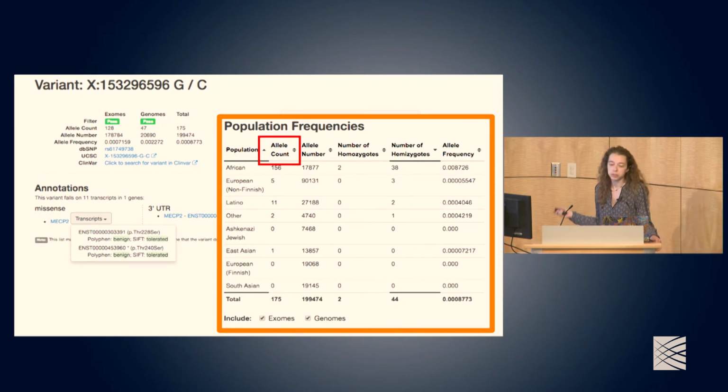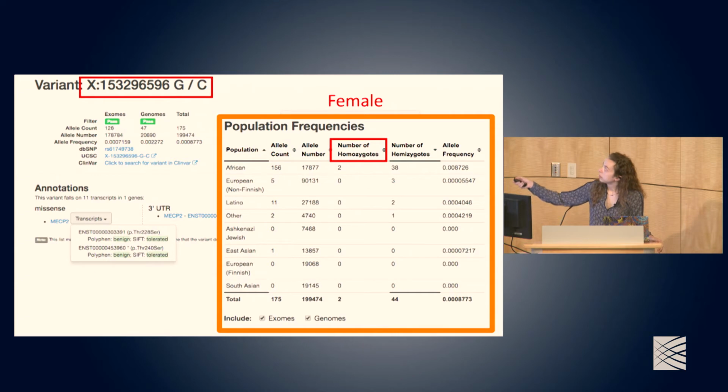So this is where the data I'm interested in is. This is the population allele frequencies. The allele count is the total number of times that variant has been called. So homozygotes would have an allele count of 2, and heterozygotes would have an allele count of 1, and it just adds them all up to get the total allele count. The allele number is the number of chromosomes genotyped at that site. So that number divided by 2 is the number of individuals.